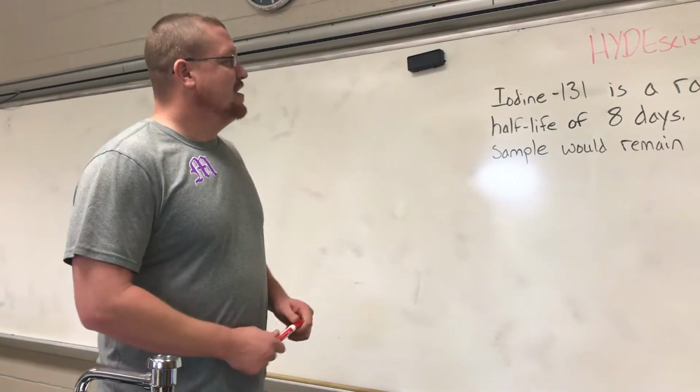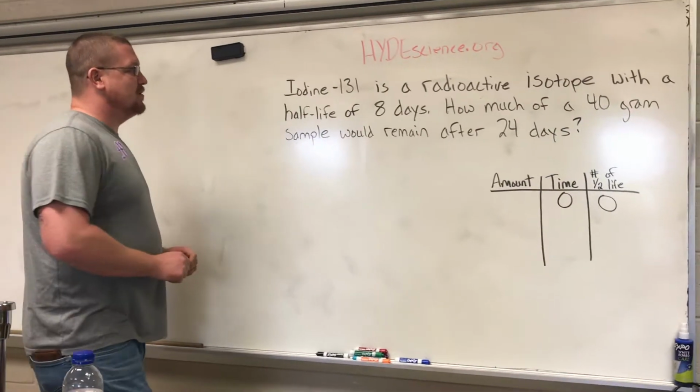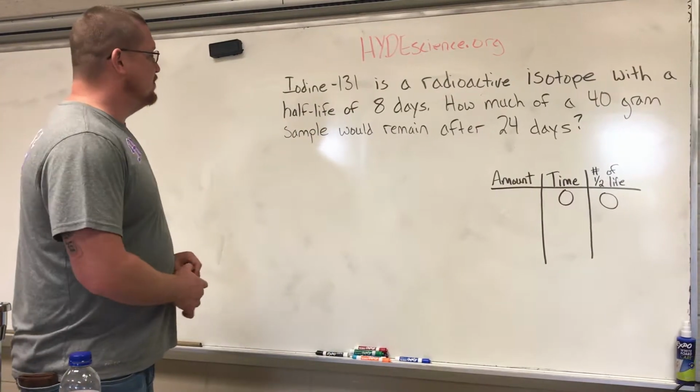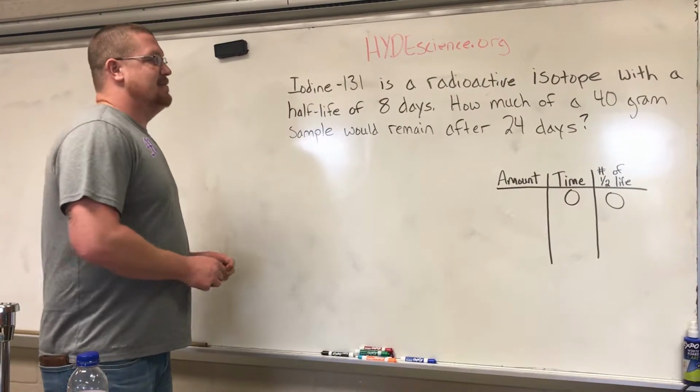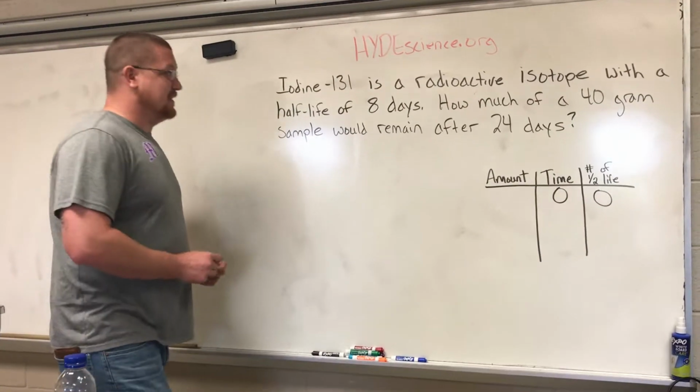In this episode, we're going to be discussing how to solve a half-life problem. Look at this problem here. Iodine 131 is a radioactive isotope with a half-life of 8 days. How much of a 40-gram substance sample would remain after 24 days?